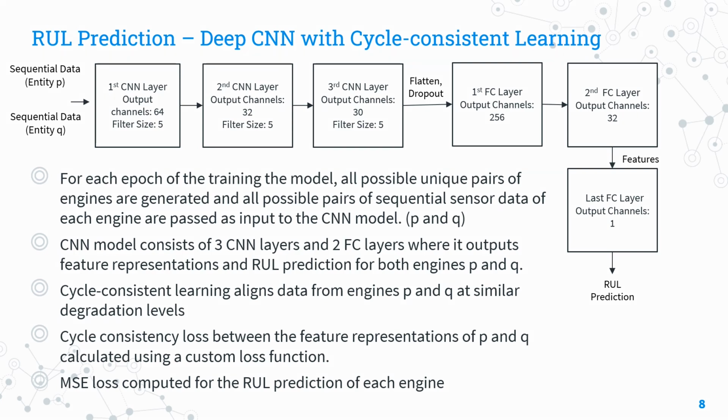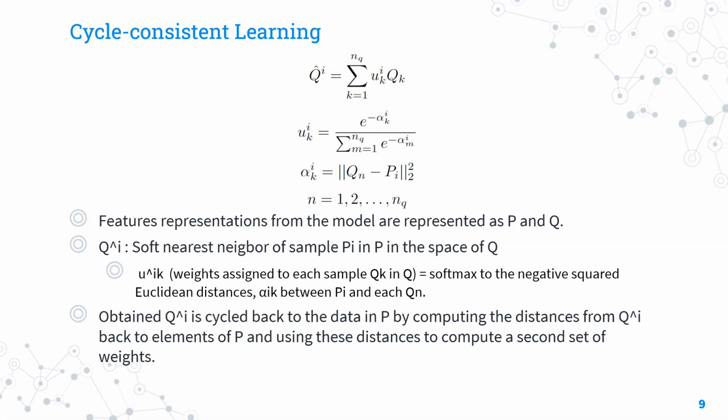How does cycle consistent learning work? From the CNN model, we get feature representations represented by uppercase P and Q. Cycle consistent learning is implemented by computing Q hat i, which is the soft nearest neighbor of sample p_i in P in the space of Q. It is computed by the product of u hat ik and each sample q_k in Q. u hat ik is the softmax of the negative squared Euclidean distances, alpha ik, between each sample p_i and each q_k.